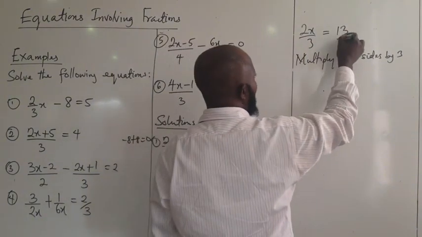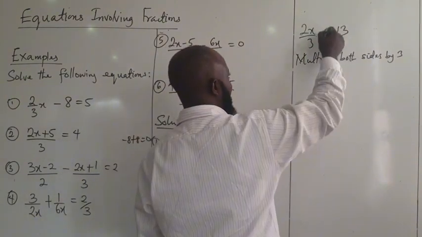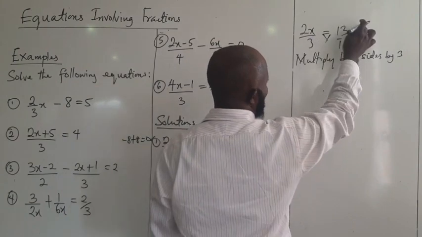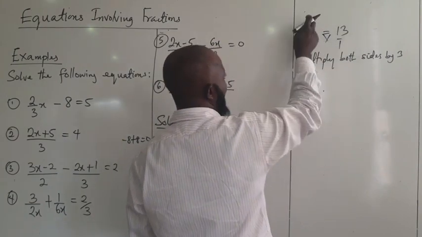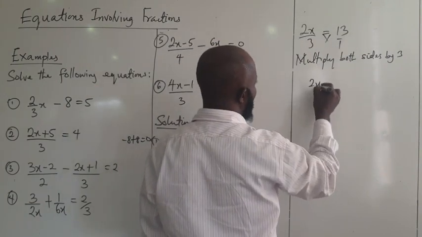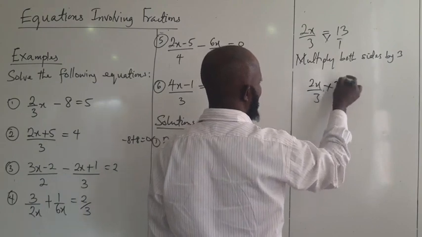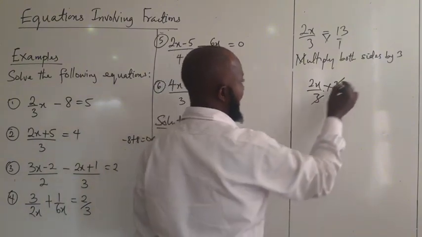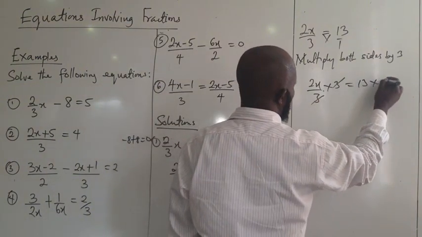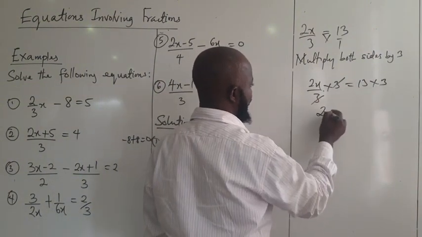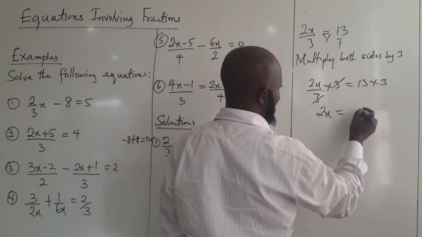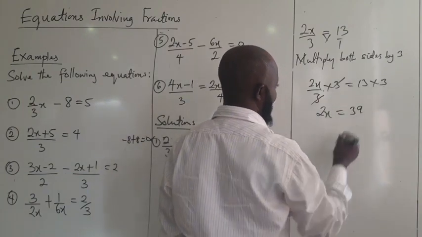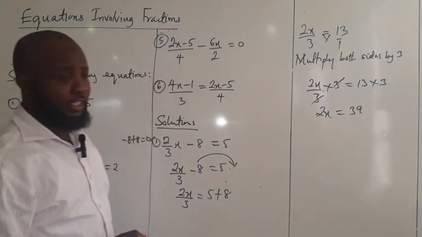Or when you make this one a fraction, you cross multiply. This 3 will multiply this, this 1 will multiply this. So when you have 2x divided by 3 multiplied by 3, this 3 will cancel this 3. That's the essence of multiplying both sides by 3. Then we have 13 multiplied by 3 as well. So we then have 2x equals 3 times 3, 9, then we have 39. I hope I'm making sense. So that is not all.